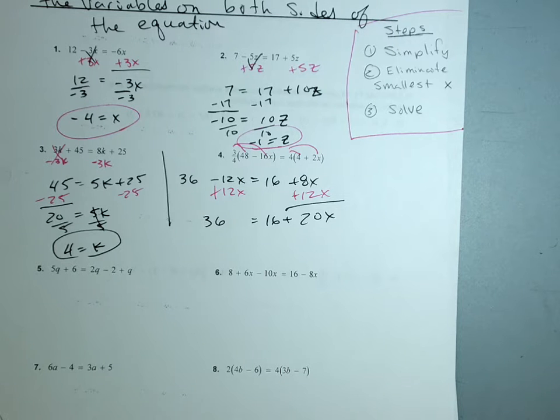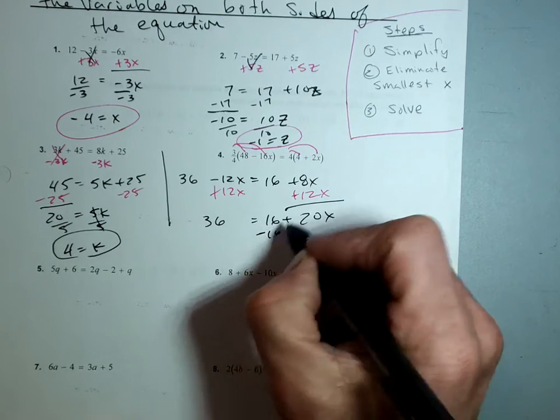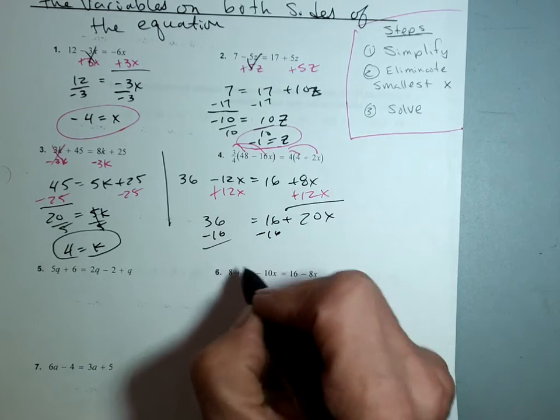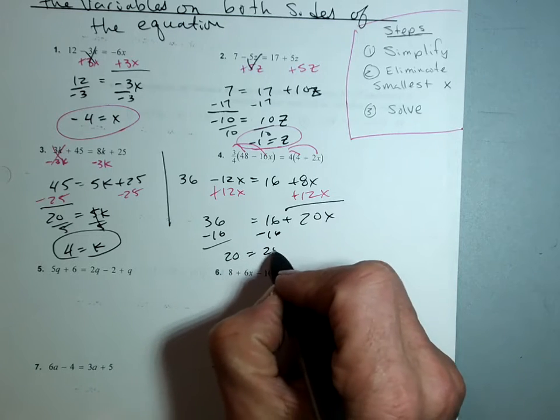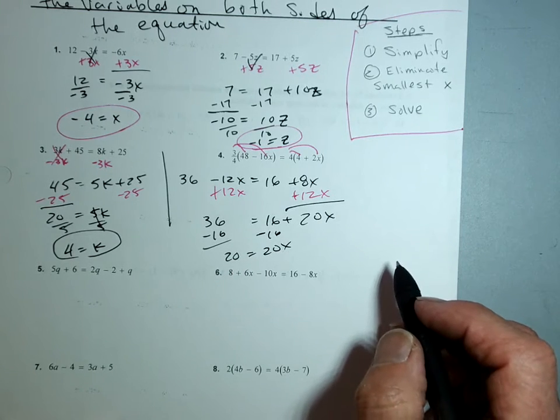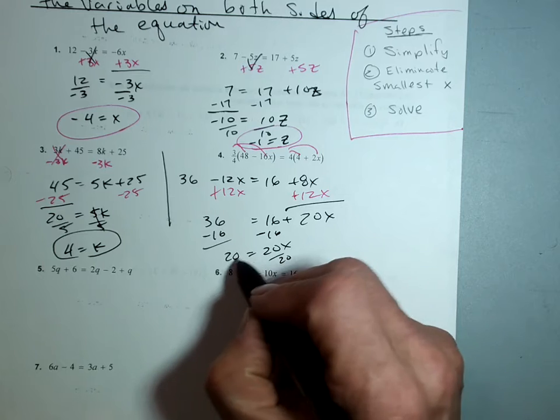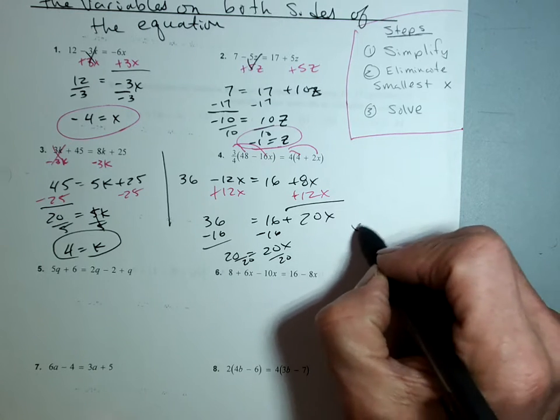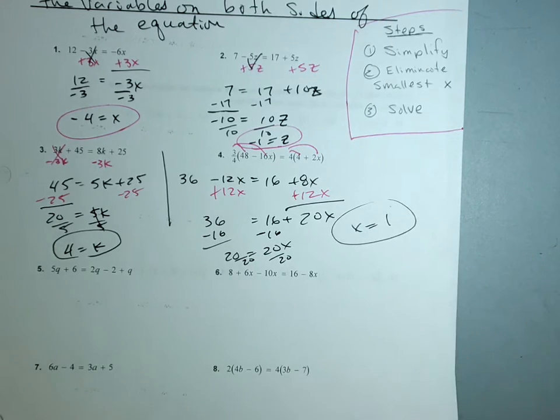So, now what? What do I have to do next? Minus 16, and I get 20 equals 20x, right? Divide by 20. I'm running out of room, but x is equal to 1. Okay? Can you do this tomorrow on a quiz?